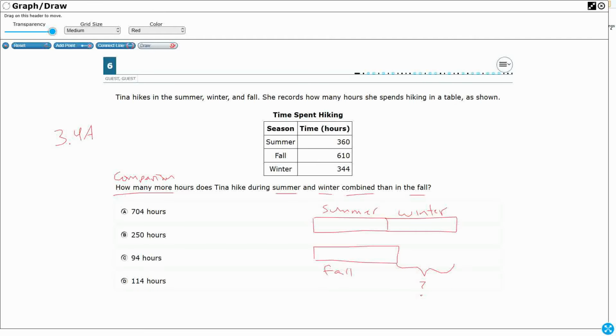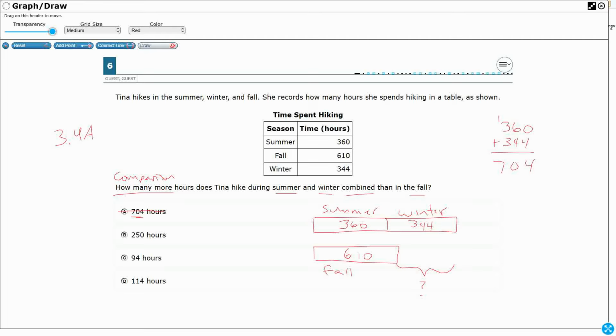How much more? So my summer is 360. My winter is 344. And then my fall is 610. All right, so this is definitely a 2-step problem, which is probably going to make this difficult for some students here. First, I need to combine my summer and winter, so 360 plus 344. That's going to be 704. So step 1 is to add those two, 704. And look, I've got an answer right there, 704.